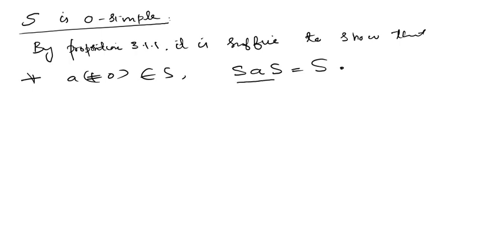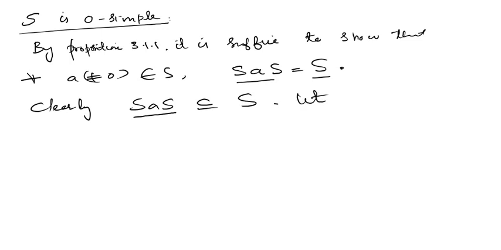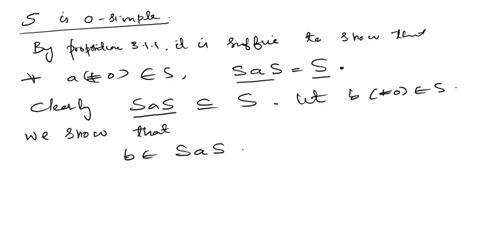Okay, so clearly SAS is a subset of S. So now let's take any element b in S. Obviously we take a non-zero element, because SAS always contains the zero element, since S contains 0. So let's choose an element b not equal to 0 belonging to S. We show that this b is in SAS.